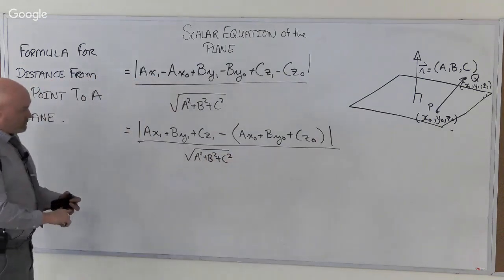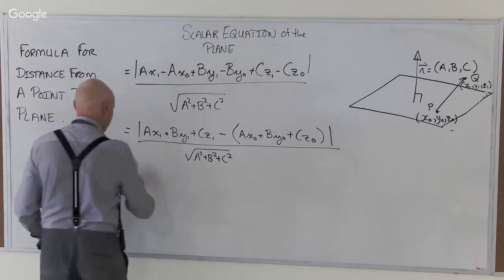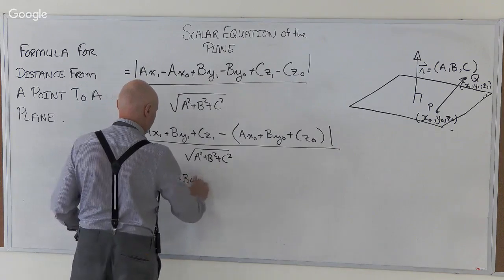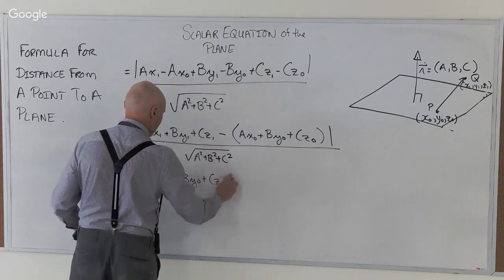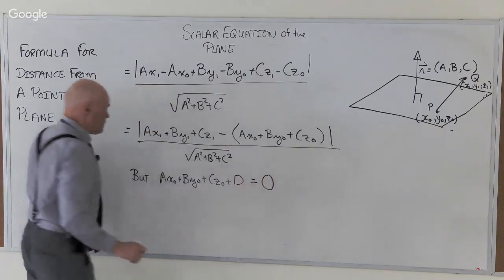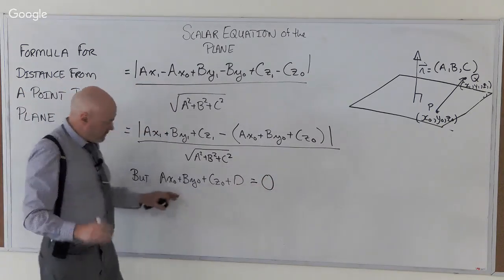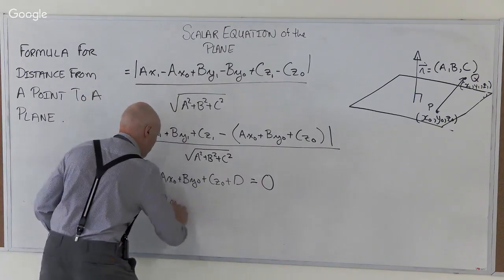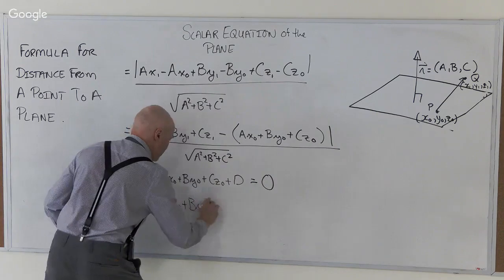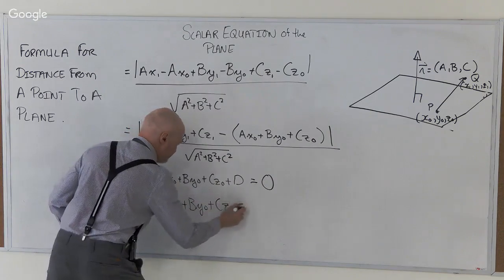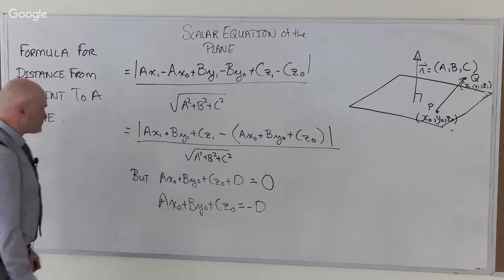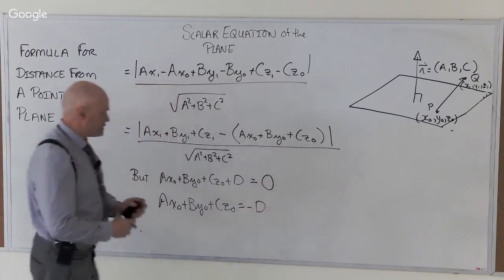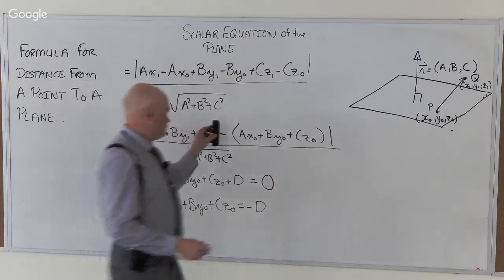Now, A x naught plus B y naught plus C z naught plus D. Those points all lie on the plane. They're going to satisfy the equation of the plane. And so these are all actually equal to negative D. Okay? So this expression right here, I can actually substitute a negative D into it.